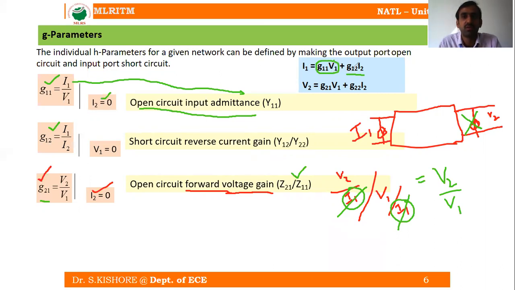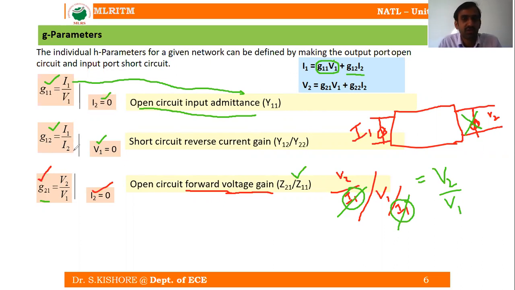Then we can write G12 is equal to I1 by I2 at V1 is equal to 0. V1 is equal to 0 means this is a short circuit parameter. And this I1 by I2 is nothing but the current ratio. Previously we got the voltage ratio, and here we are getting the current ratio. That means I1 by I2 is the input to the output.